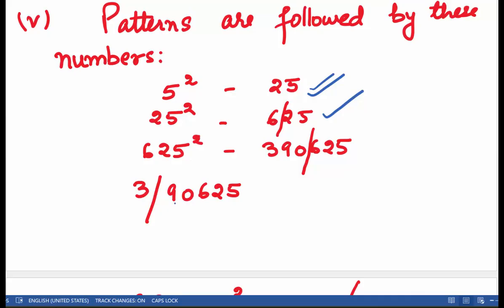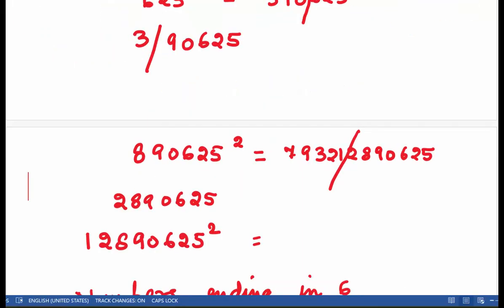Now from the automorphic number 90625 we can form another automorphic number by adding an 8. If you square 890625, you can see that if we drop the numbers 79321, we will get another automorphic number 2890625. Or by adding 1 to 2890625, we get another automorphic number. You can square this and see that the last few digits will be 128900625.